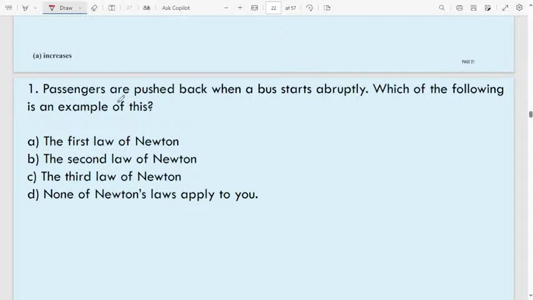First question, passengers are pushed back when a bus starts abruptly. Which of the following is an example of this? Option A, the first law of Newton. Option B, the second law of Newton. Option C, the third law of Newton. Option D, none of Newton's laws apply. What is the correct answer?